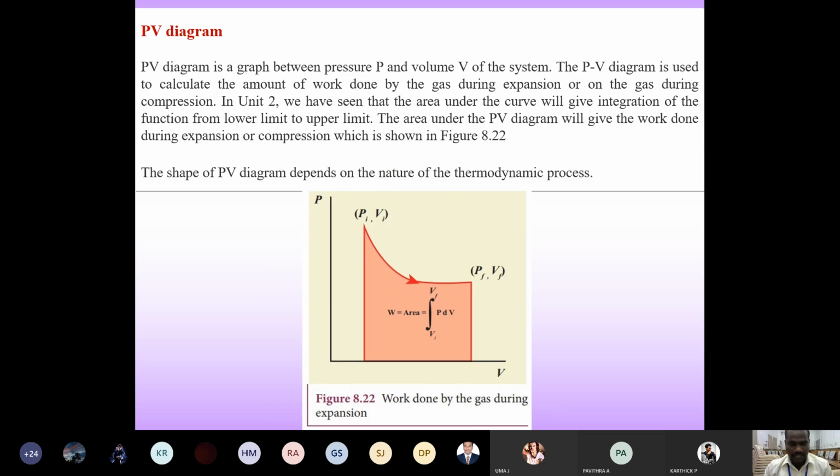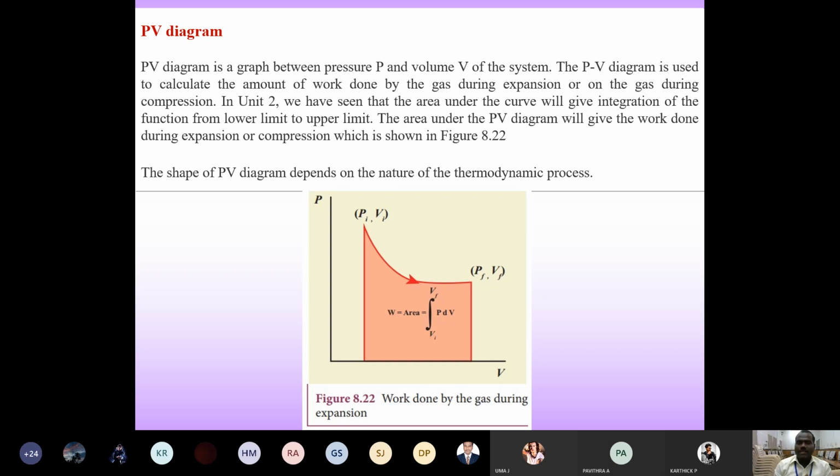Then the next term you want to know is the PV diagram. What is a PV diagram? In the last class itself we discussed what a PV diagram is. Each and every thermodynamic process has its own PV diagram. A PV diagram is a graph between the pressure and the volume of the system. The PV diagram is used to calculate the amount of work done by the gas during expansion, or on the gas during compression.